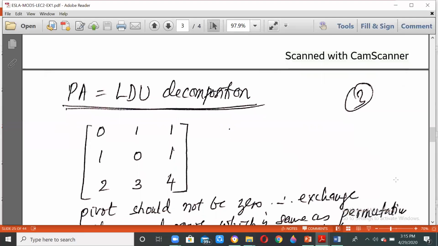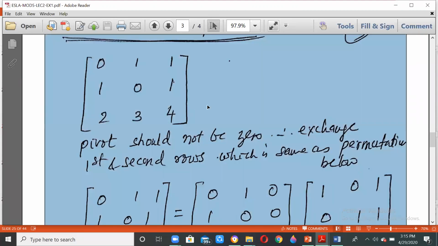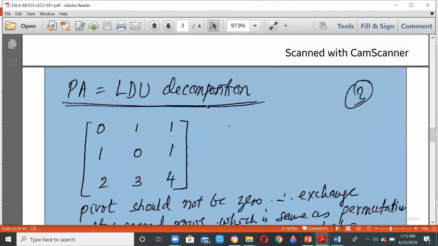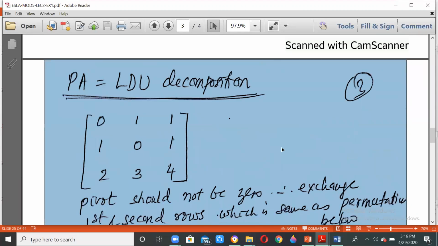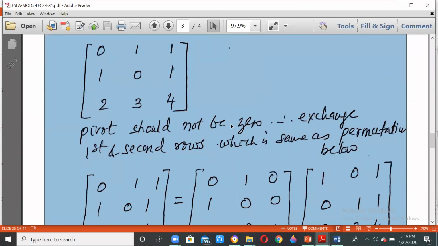Let us take one more example, which is 0, 1, 1, 1, 1, 0, 1, 2, 3, 4. Now this we will call the LDU decomposition with PA, with the permutation also. Now permutation is there because of the row exchange. Row exchange is to be done only when the pivot should not be 0. So pivot should not be 0.